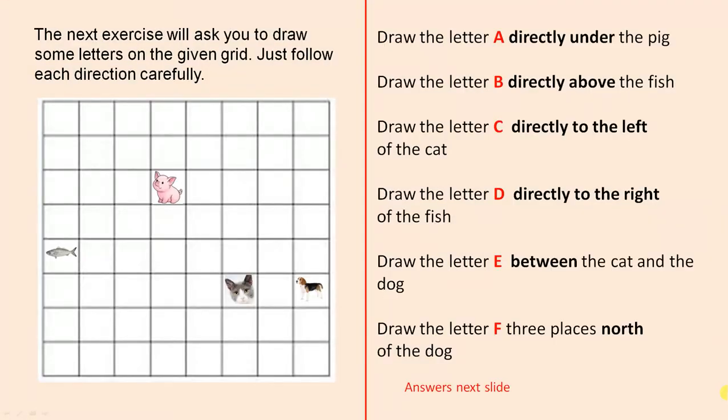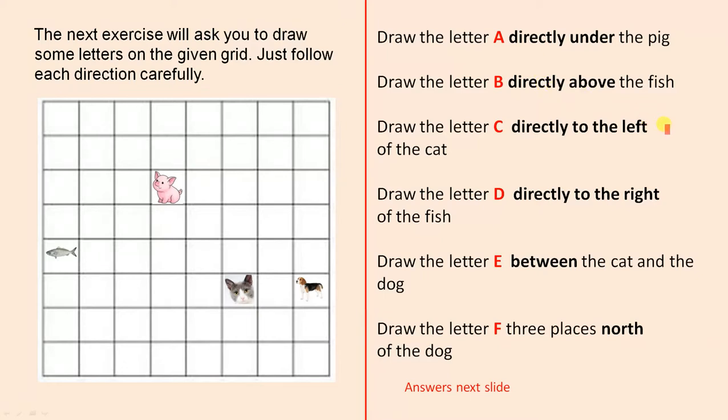Now here are some more exercises for you. The next exercise will ask you to draw some letters on the given grid. Just follow each direction carefully. So here are the directions. Draw the letter A directly under the pig. Draw the letter B directly above the fish. Directly means as close as possible in that direction, as close as possible.